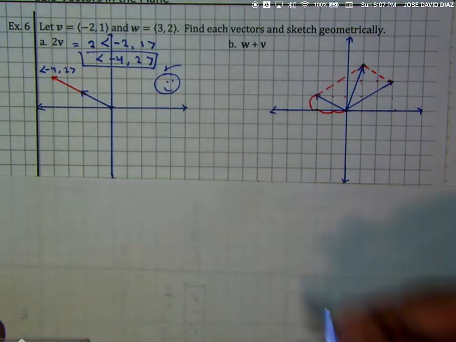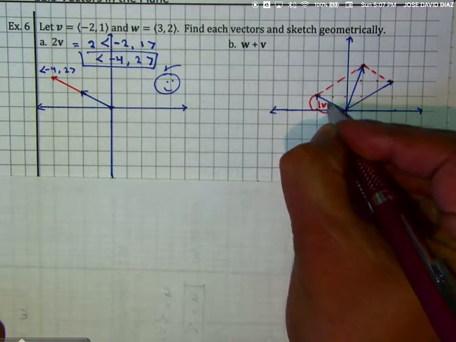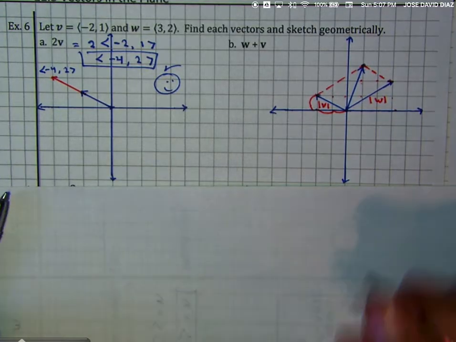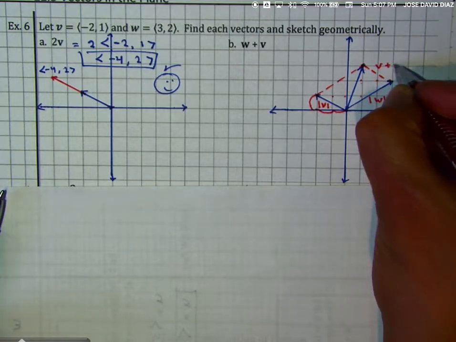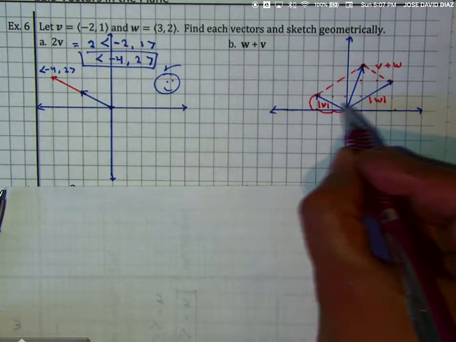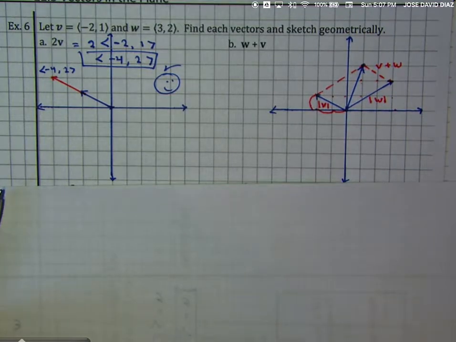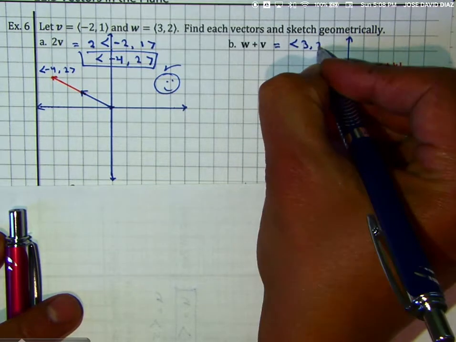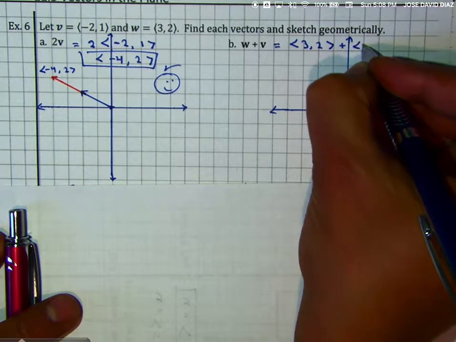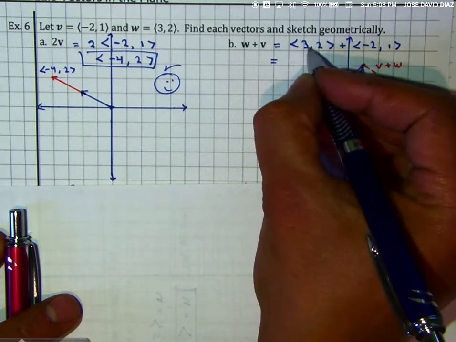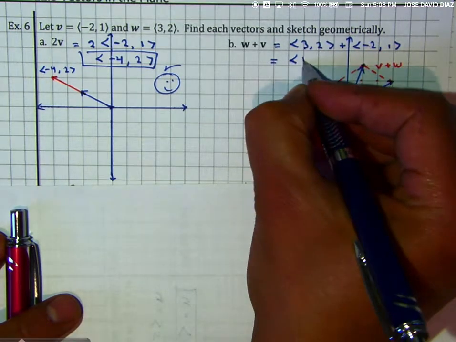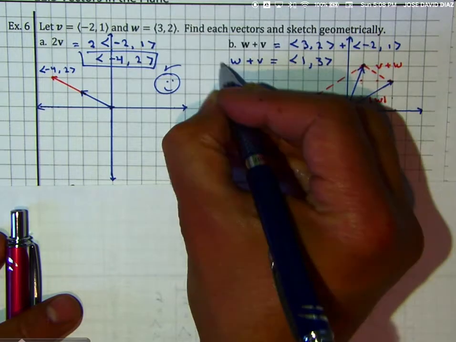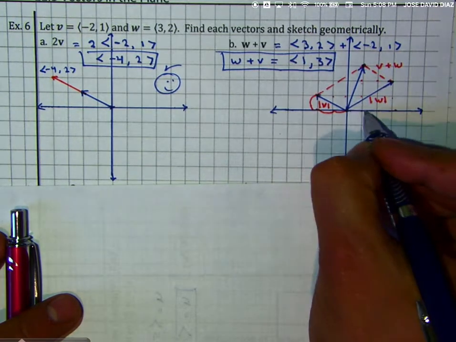So therefore, let's go and label it. This is U. This is V. This is W. And this is V plus W. I don't need the double bars. But now let's do it algebraically. W is 3 and 2 plus negative 2 and 1. So therefore your resultant vector will be 3 minus 2 will be 1. 2 plus 1 will be 3. And it should match: to the right 1 and up 3. Perfect.